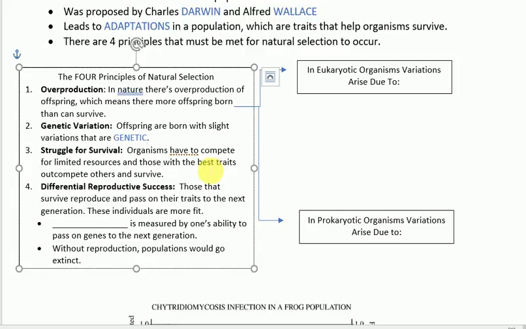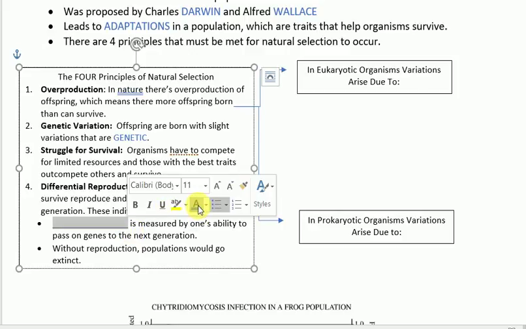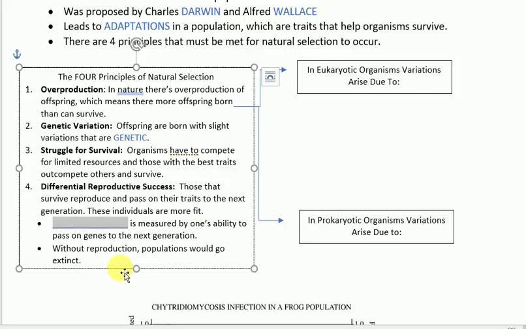The third one is struggle for survival. Organisms have to compete for their limited resources. And basically, those with the best traits, they're going to end up out-competing others and be able to survive. And then we have differential reproductive success. Those that survive are going to reproduce, and they will pass on their traits to the next generation, causing those individuals to be more fit.